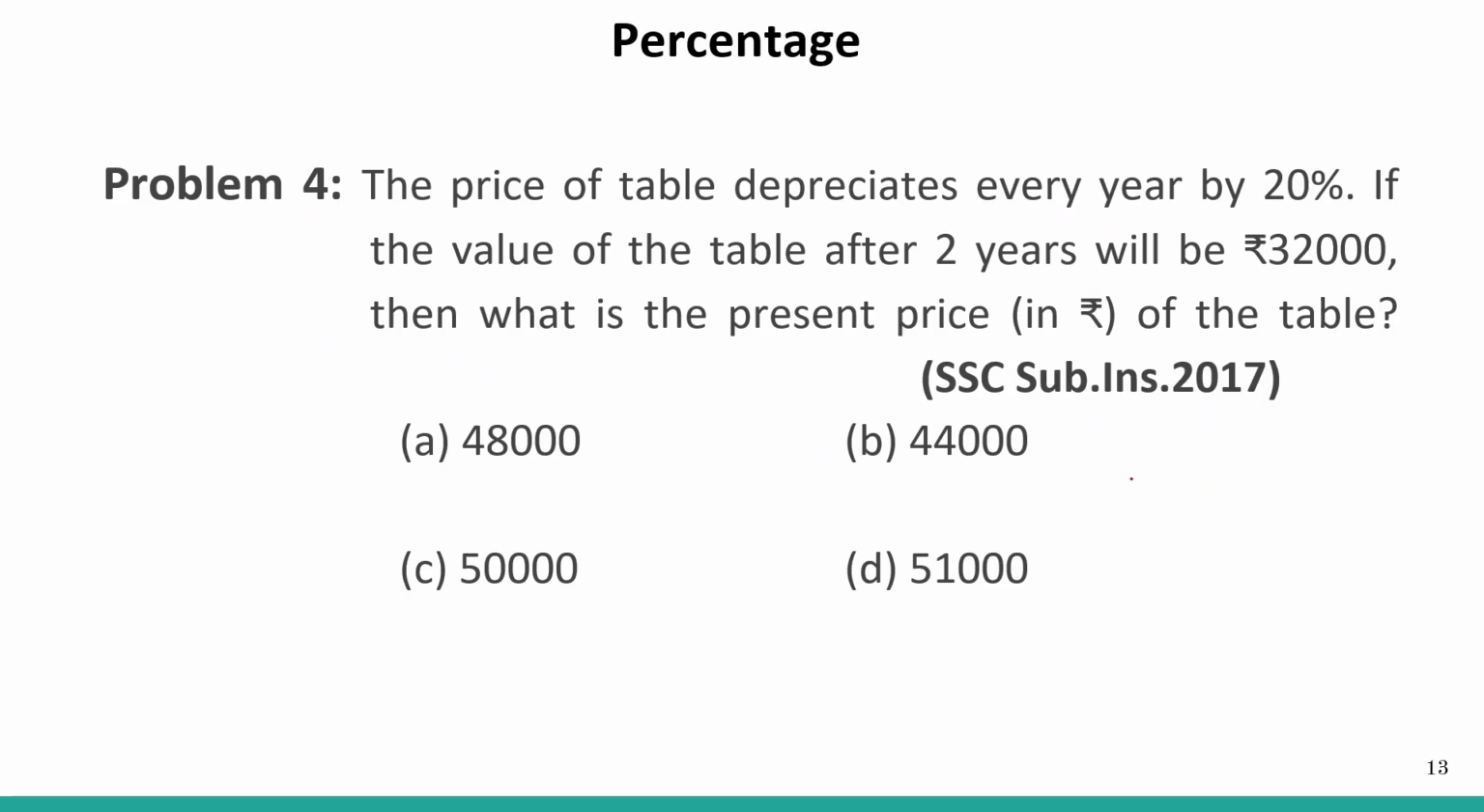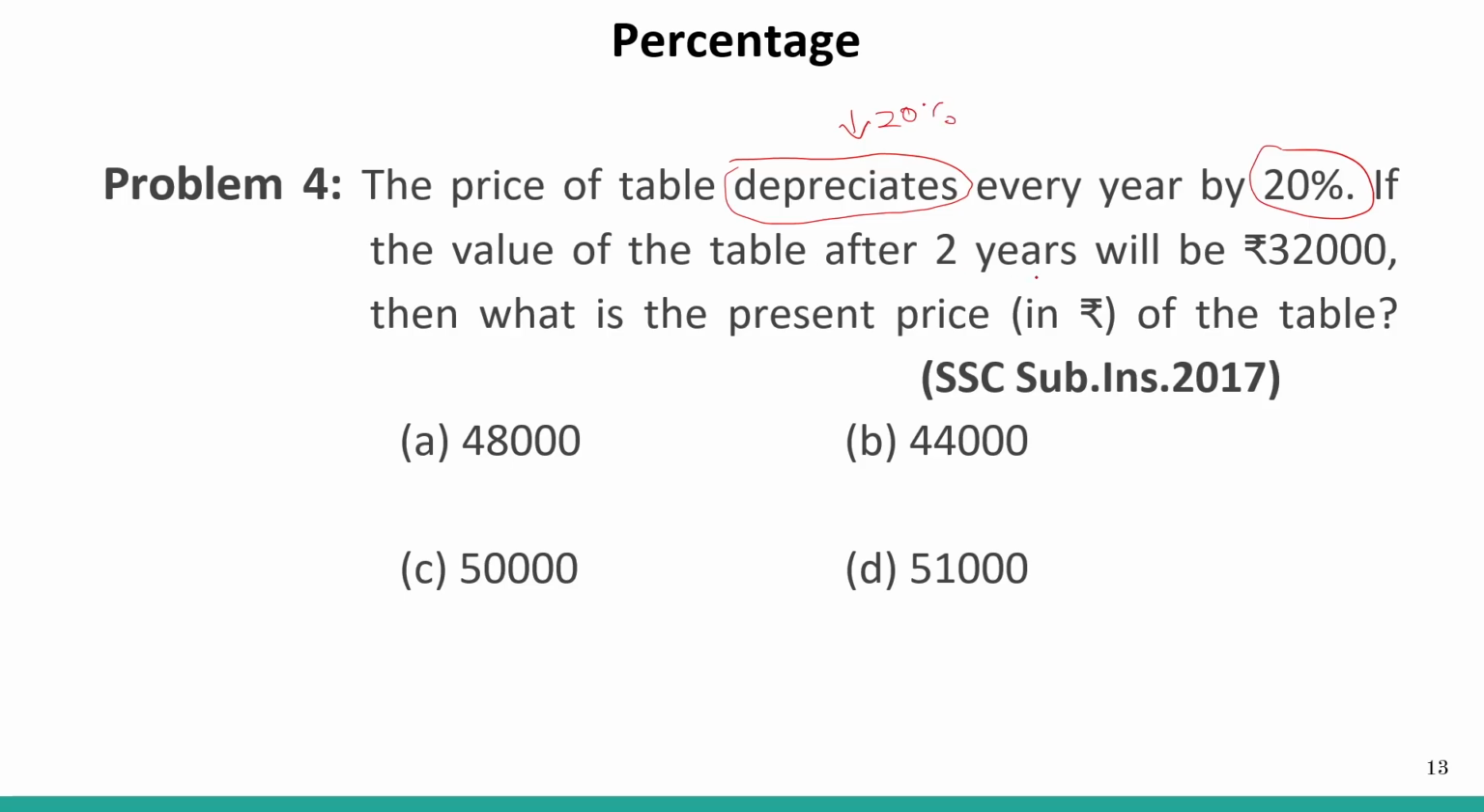Let's see the next problem, problem number 4. The price of a table depreciates every year by 20%. Okay, so it depreciates and decreases every year by 20%.